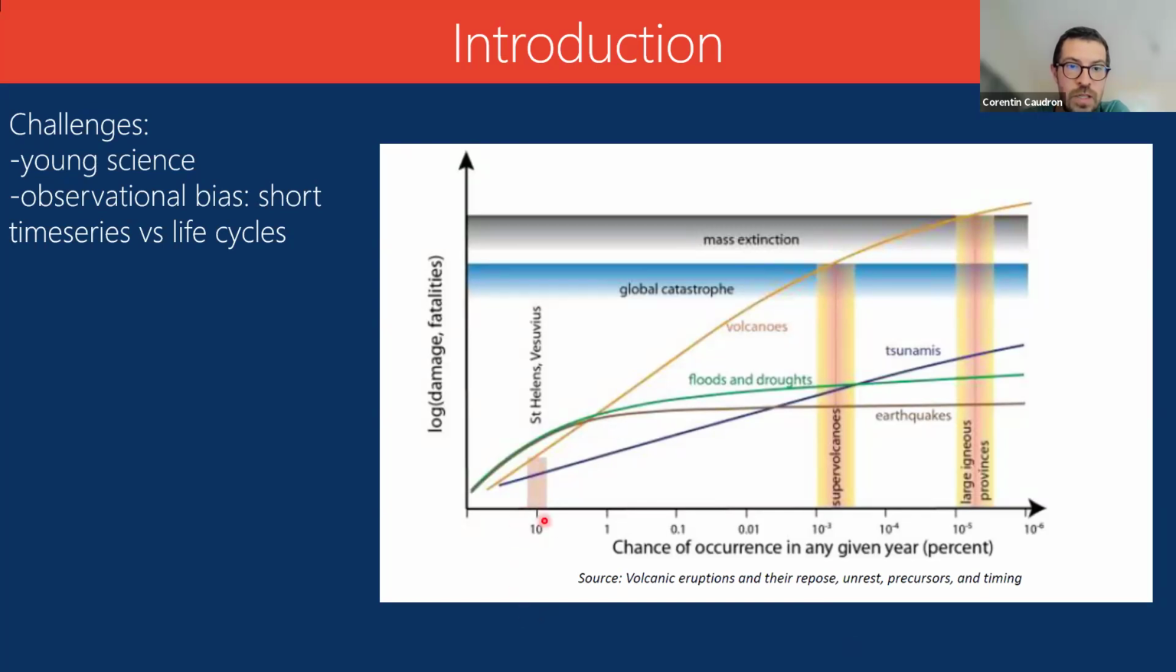And they show you that, for example, St. Helens, Vesuvius, VEI 5 eruption, you have a chance of occurrence of that kind of eruption of 10%. So essentially, you can think about it as having the chance of that kind of eruption every 10 years or so. Big eruptions happen less frequently, but still will dramatically impact the world and our planet.